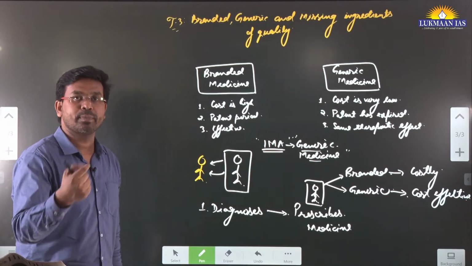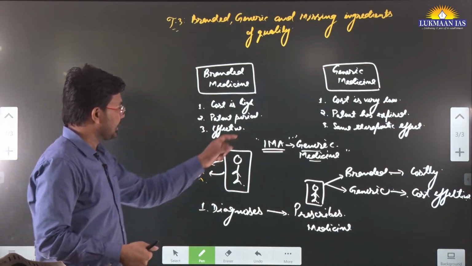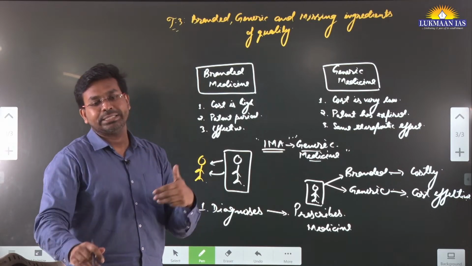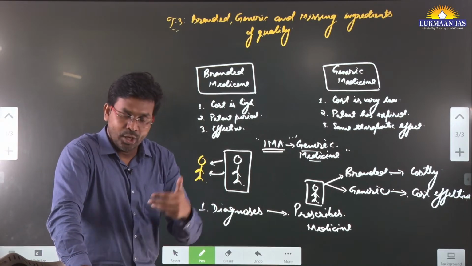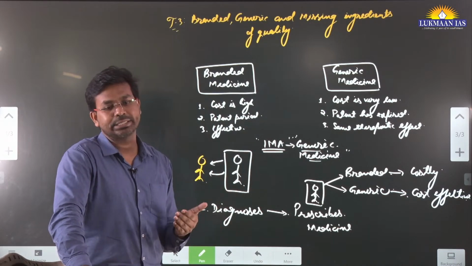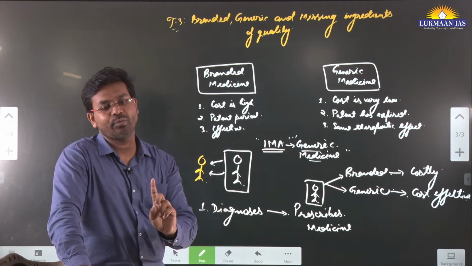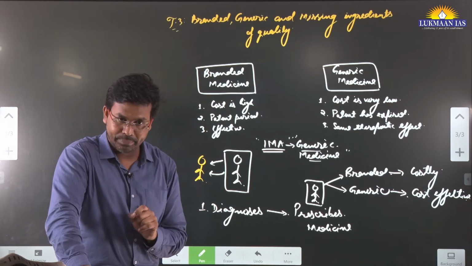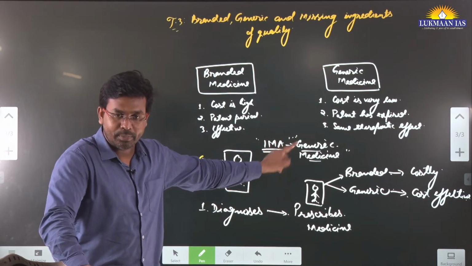What are those two problems? One of the problems is, let's consider there is a patient who has some disease for which generic medicine is not available. New research has come up, and only branded medicine will be available. So in that case, should the doctor not prescribe the medicine to the patient? This is one of the problems.